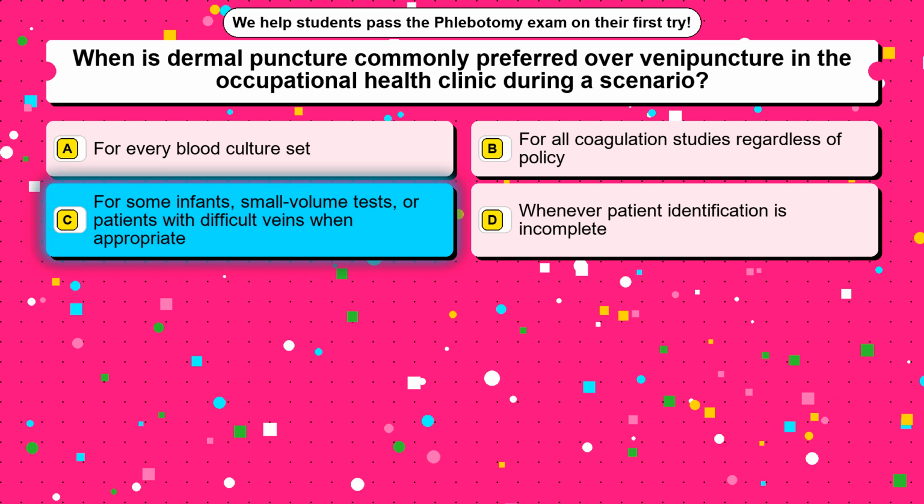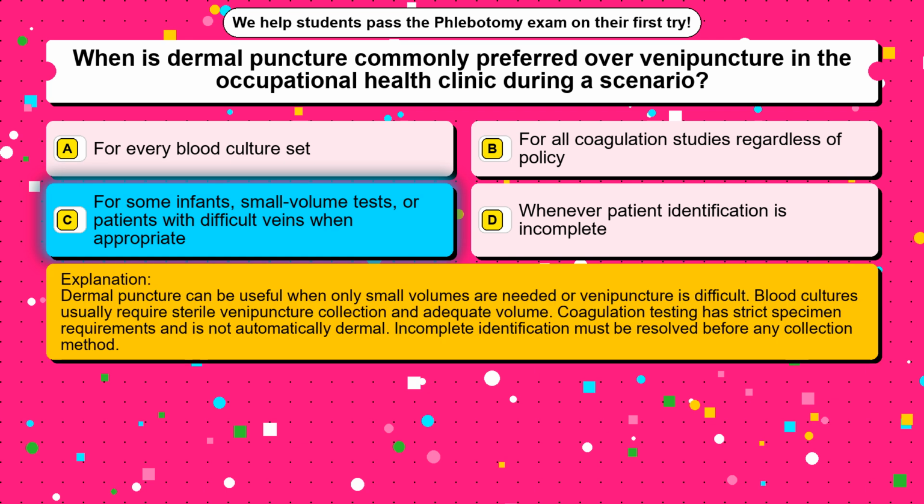For some infants, small volume tests, or patients with difficult veins when appropriate. Dermal puncture can be useful when only small volumes are needed or venipuncture is difficult. Blood cultures usually require sterile venipuncture collection and adequate volume. Coagulation testing has strict specimen requirements and is not automatically dermal. Incomplete identification must be resolved before any collection method.